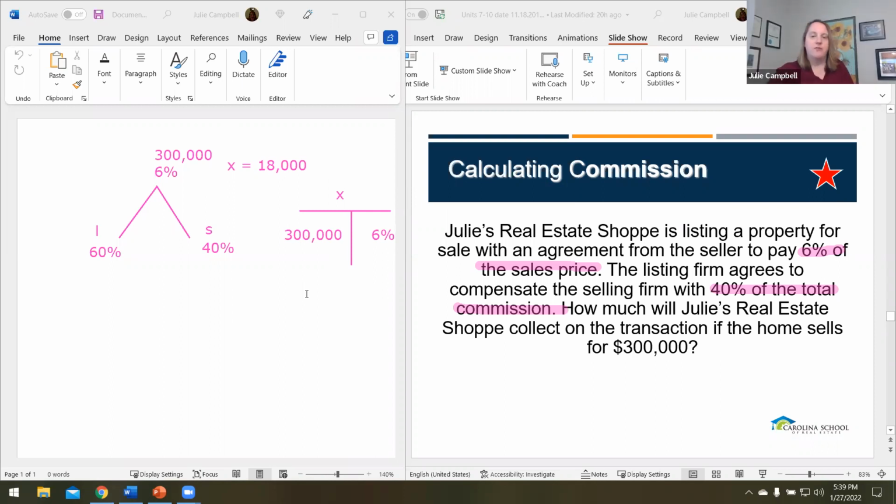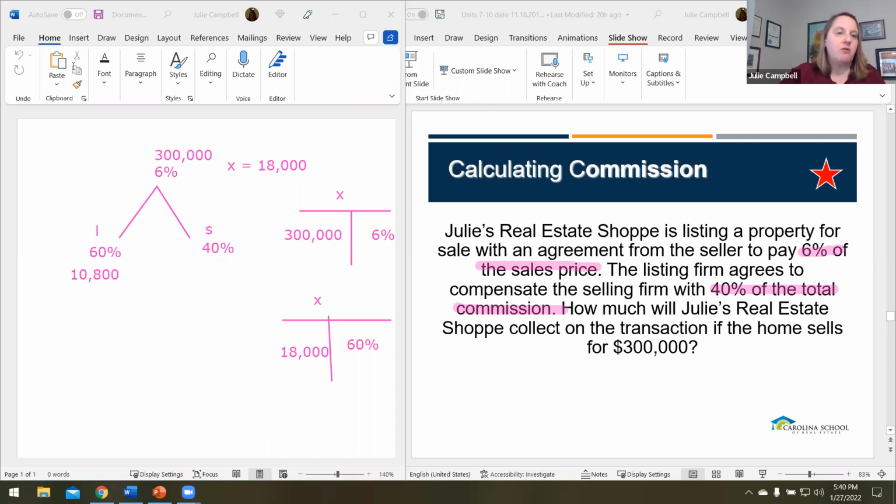So now that we know the total commission, to find out how much the listing firm is going to get, the total commission is 18,000. The listing firm gets 60%, solving for my X on top. 60% times 18,000 means Julie's real estate shop is collecting $10,800. Questions?